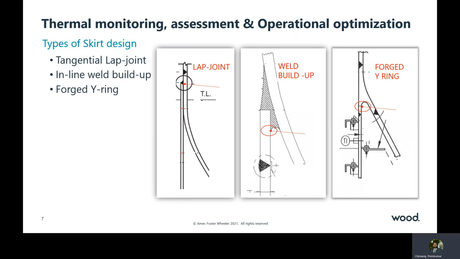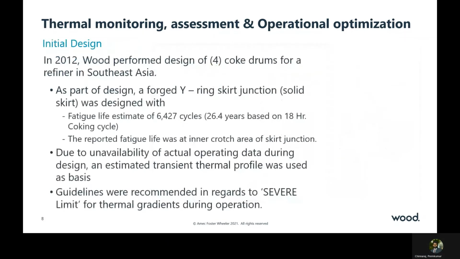Therefore, Wood's preferred skirt design option is the forged welding option, because it removes fabrication-induced stressors away from the inner crotch area. In 2012, a refiner from Southeast Asia approached Wood to perform the design of 4 coke drums. As part of the design, the forged welding option was recommended for these coke drums.